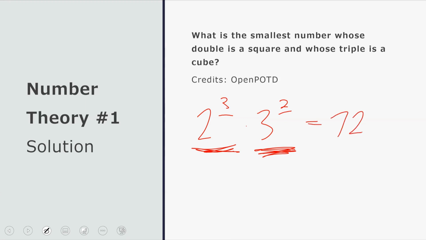And also when you try it out, 2 cubed, when you multiply it by 2, it becomes 2 to the 4th, and 3 squared becomes 3 cubed. And both are perfect powers. And yes, everything works out, so our answer is 72. And we are done.